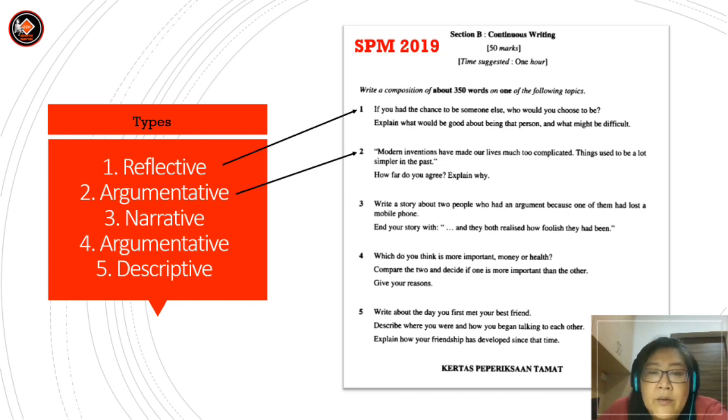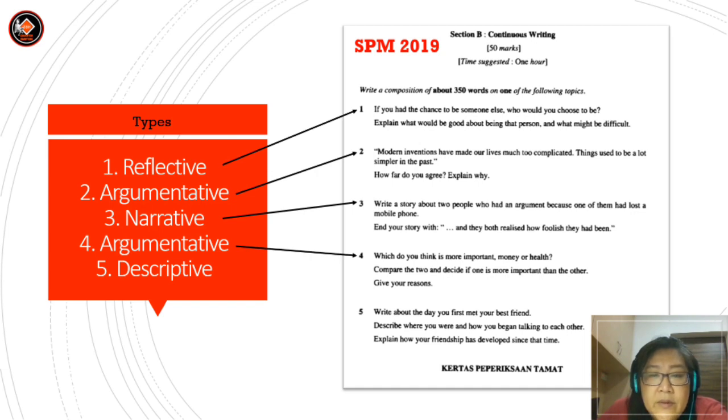And next, write a story about two people who had an argument because one of them had lost a mobile phone. End your story with, "and they both realized how foolish they had been." So this one is definitely a narrative. And next, number 4, which do you think is more important, money or health? Compare the two and decide if one is more important than the other. Give your reasons. So this is again argumentative.